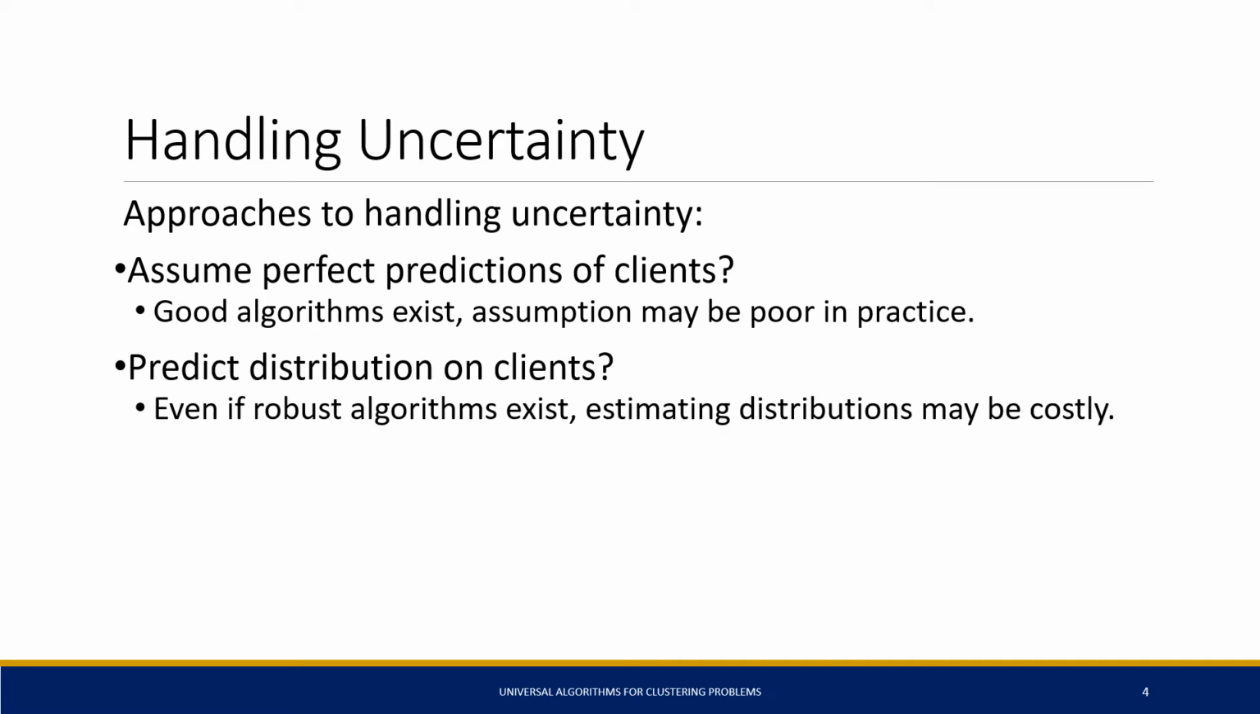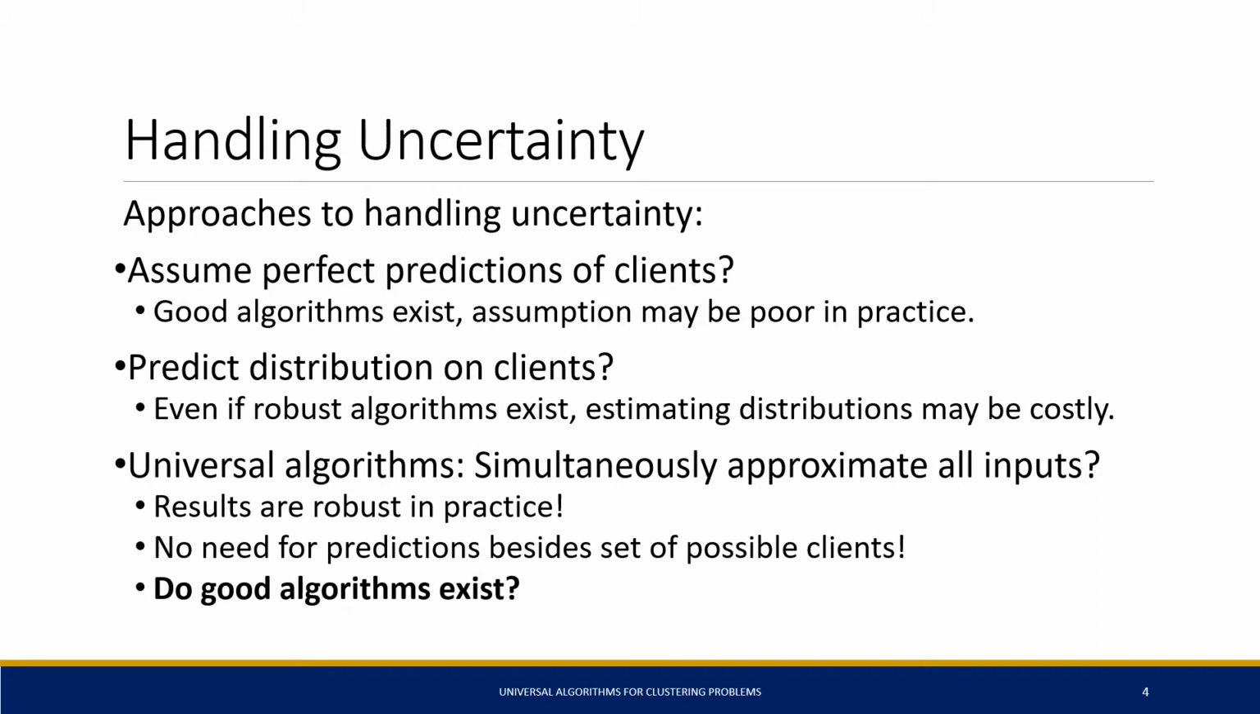To alleviate this assumption a bit, we might, for example, predict a distribution on the clients, and then try to find a solution that has low expected cost or low variance in cost on this distribution of clients. However, even if such an algorithm existed, we still run into the problem that predicting a distribution on the clients isn't that much easier than just predicting the actual set of clients that will appear itself. So both of these require a lot of cost in just obtaining the input to the problem.